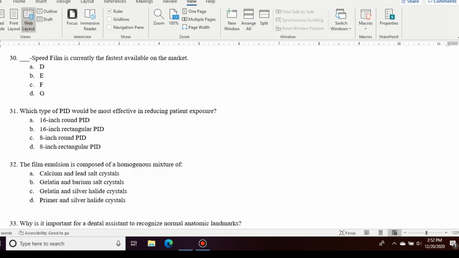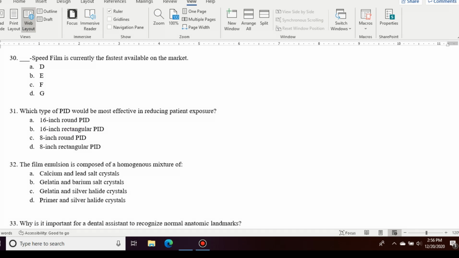31. Which type of PID would be most effective in reducing patient exposure? A, 16-inch round PID, B, 16-inch rectangular PID, C, 8-inch round PID, or D, 8-inch rectangular PID? The correct answer is B, the 16-inch rectangular PID.